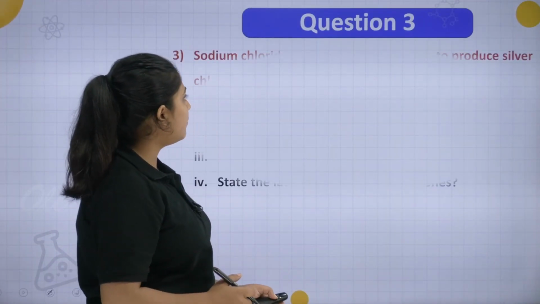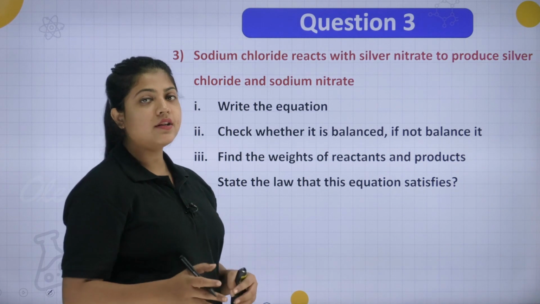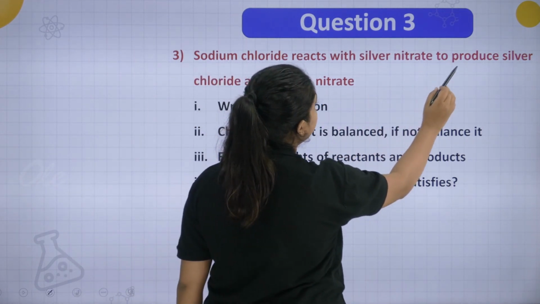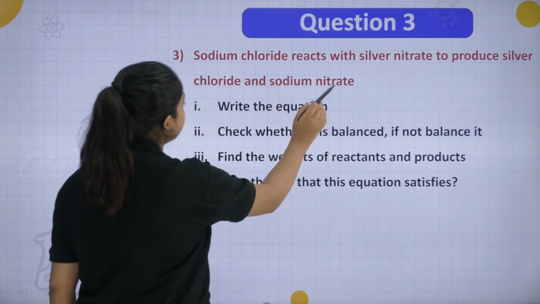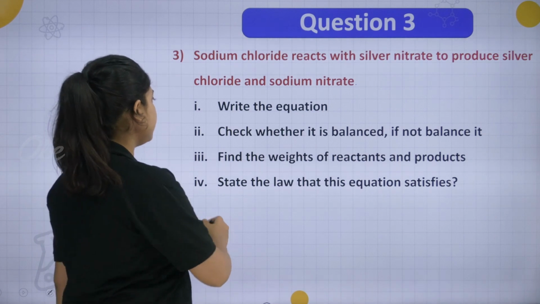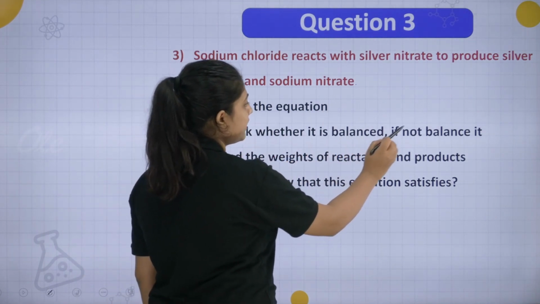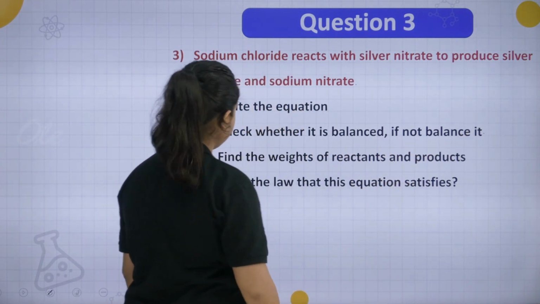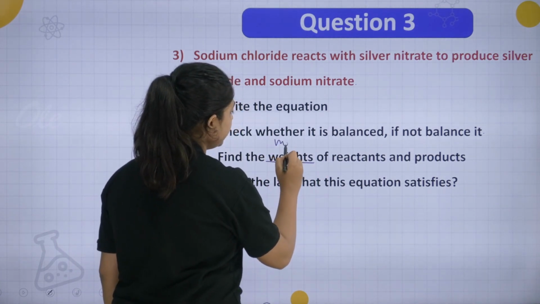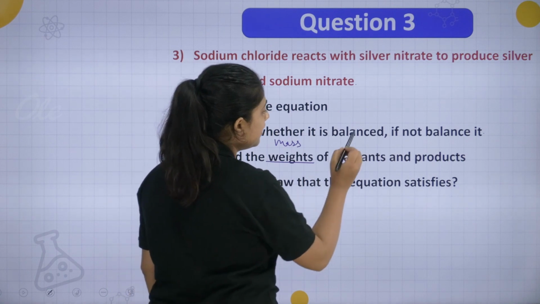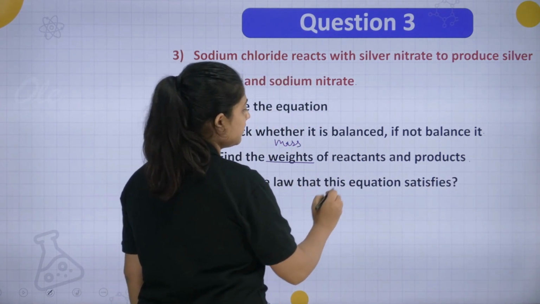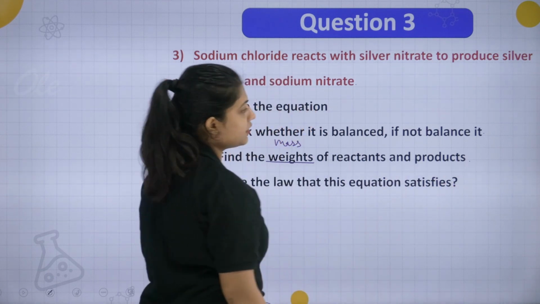Now let us jump to question number 3. The question number 3 states that sodium chloride reacts with silver nitrate to produce silver chloride and sodium nitrate. Write the equation, first option. Check whether it is balanced. If not, balance it, okay. Find the weights. Weights means here, find the mass, you can also say, of reactants and products. State the law that this equation satisfies, okay.